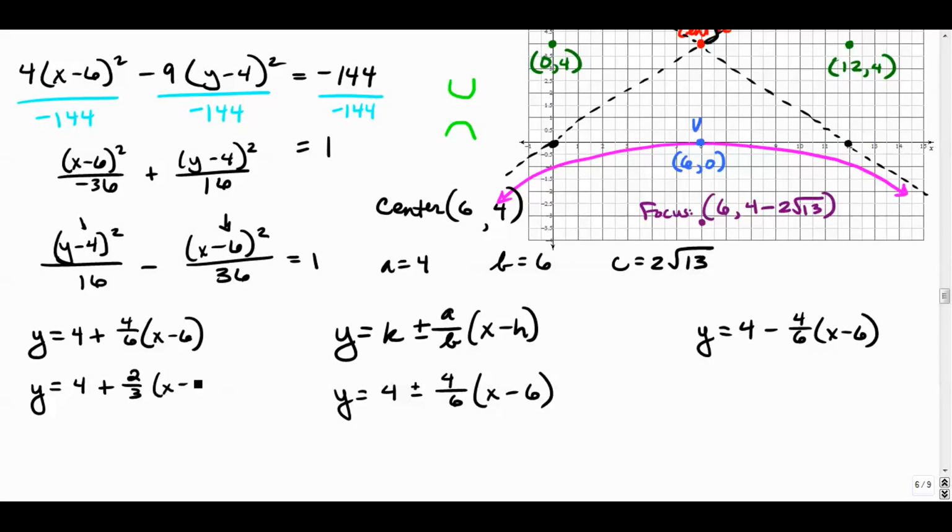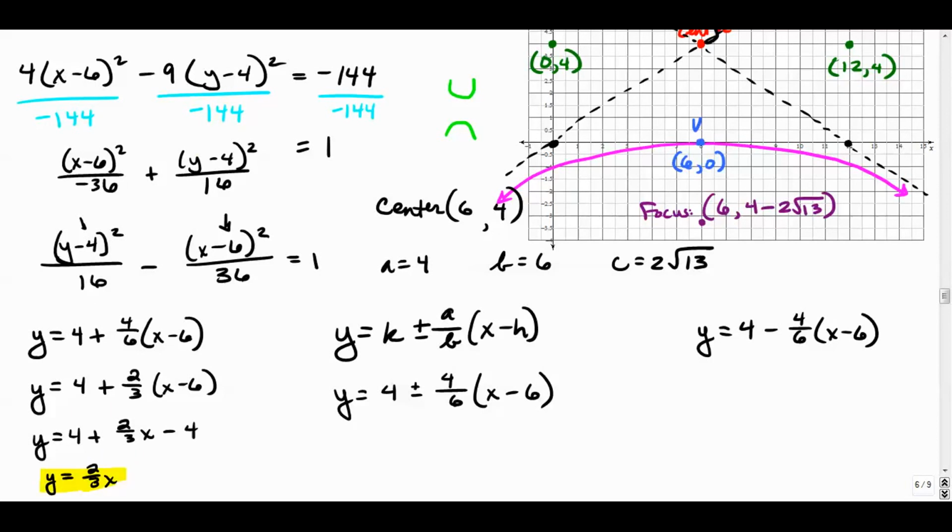2/3 times quantity x minus 6. Distribute that 2/3 into there. So it's 4 plus 2/3 x. 2/3 of 6 is 4. So 4 minus 4 is 0. So it's just 2/3 x. That's one of the asymptotes.